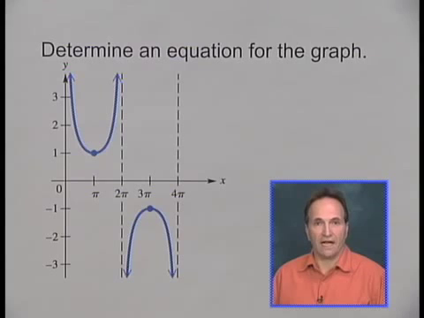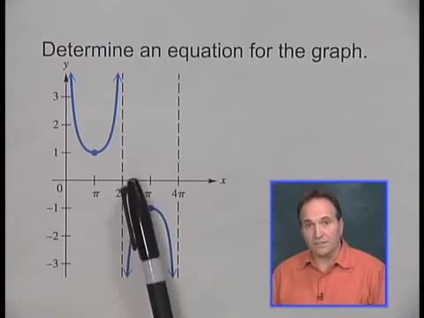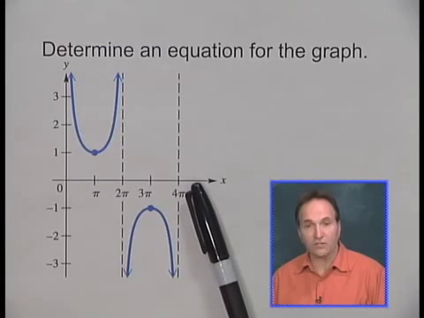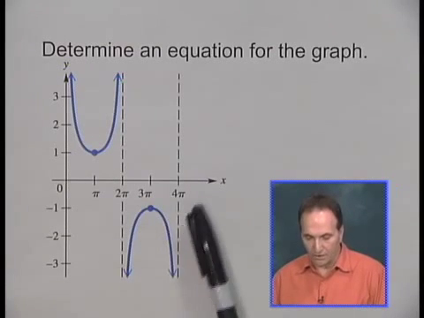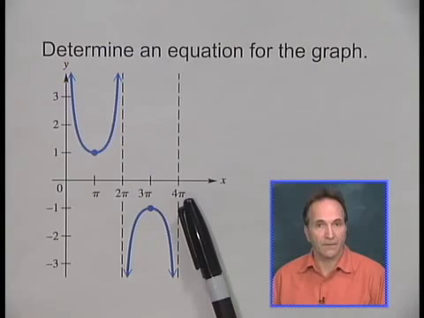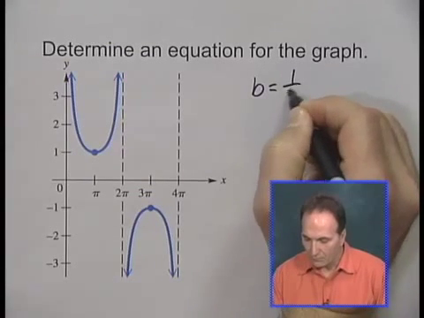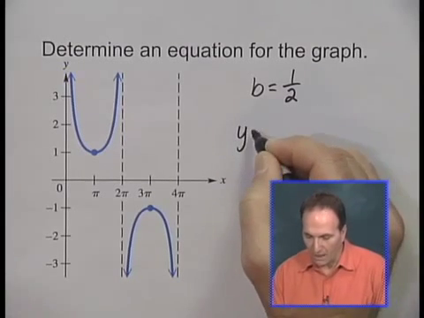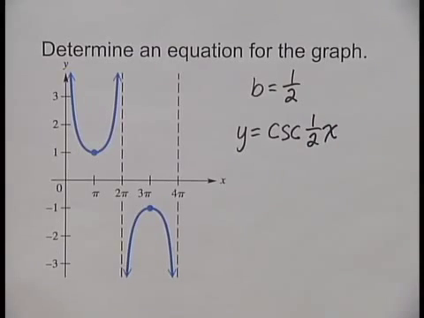Determine an equation for the graph. Well, when we look at this graph, with the asymptotes at 0, 2 pi, and 4 pi, it makes us think of the cosecant graph. But notice that it's been stretched horizontally, because normally the period that is a complete cycle would occur in 2 pi, but this is 4 pi. That means it's been stretched horizontally, and that means our value for b would have to be 1/2. And so the equation that we're looking at would be y equals the cosecant of 1/2 x.